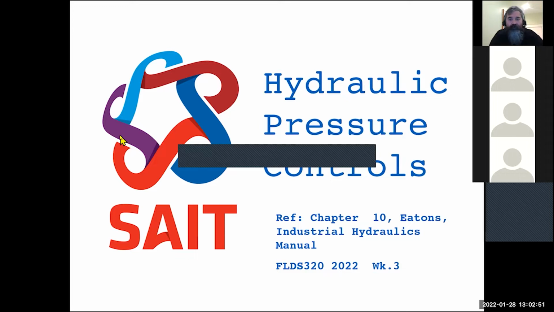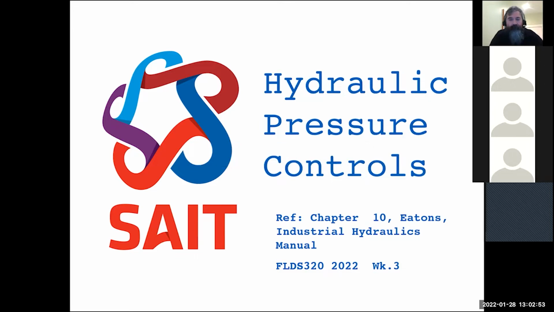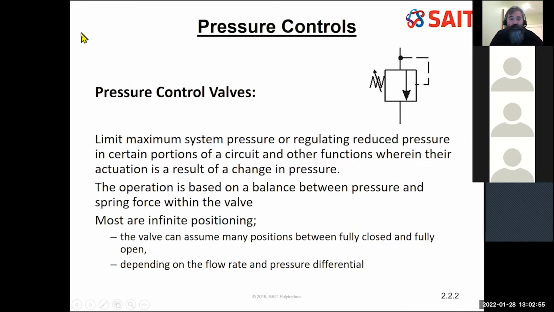So let's get started with this. Pressure controls, pressure control valves. We use valves to control pressure in our system in order for our system to operate as designed. Now, we're going to limit maximum pressure in a system or limit maximum pressure in a component of a system by using these different types of valves.